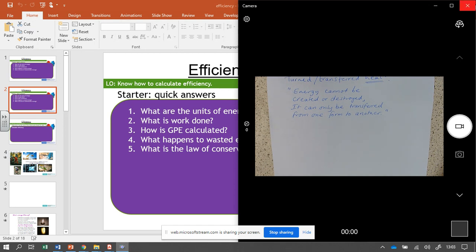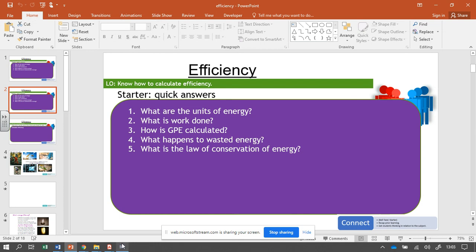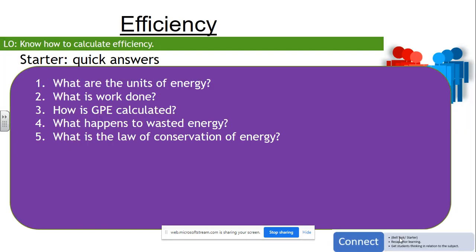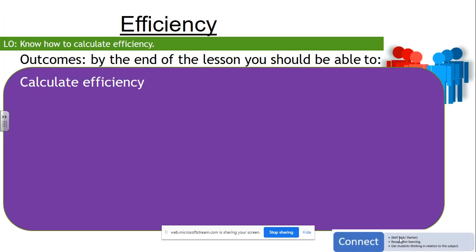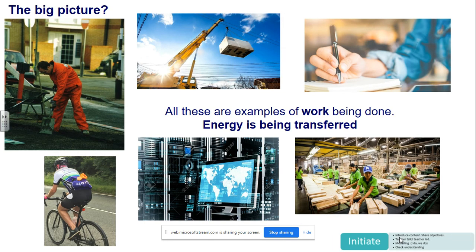I'm going to move on now, so let's get rid of that camera for a second and get back up on the screen. Oh, by the way, here's the objective. Very simply, calculate efficiency. So thus far, what do we know? We know that energy gets transferred from one form to another, and all these are just various types.